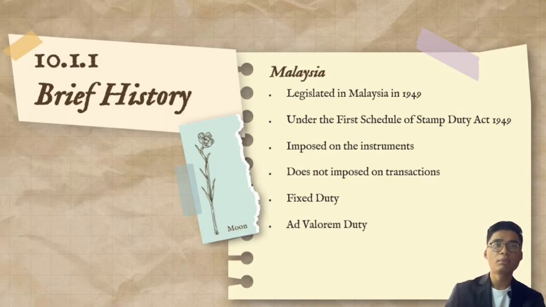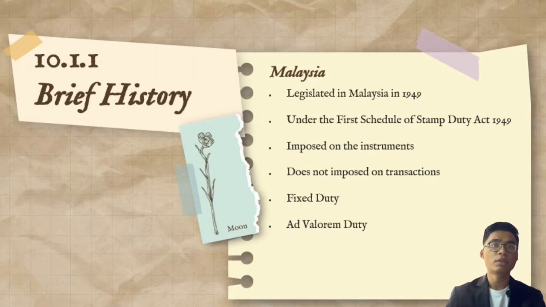The Act is applicable throughout Malaysia, where the duty imposed may be divided into two types, which are fixed duty and ad valorem duty. Fixed duty is a duty that is fixed at a sum which does not differ with the value of transaction, while ad valorem duty is a duty that varies depending on the type and value of the transaction as specified in the instruments.